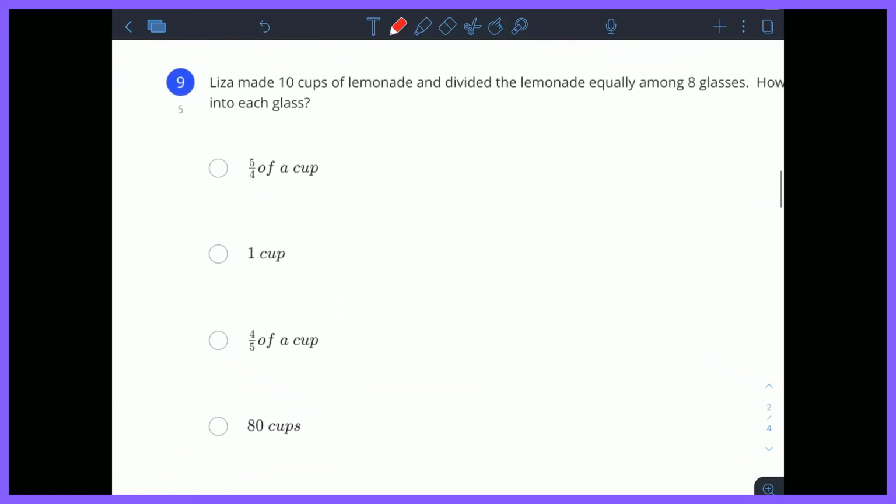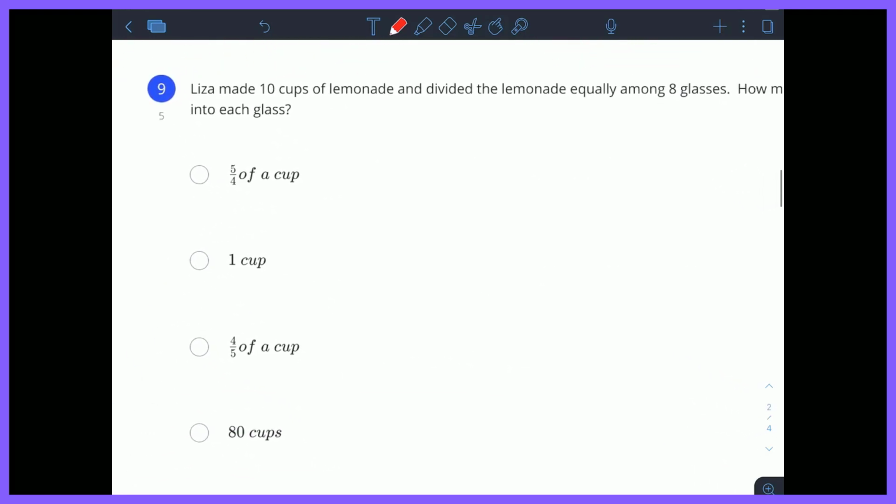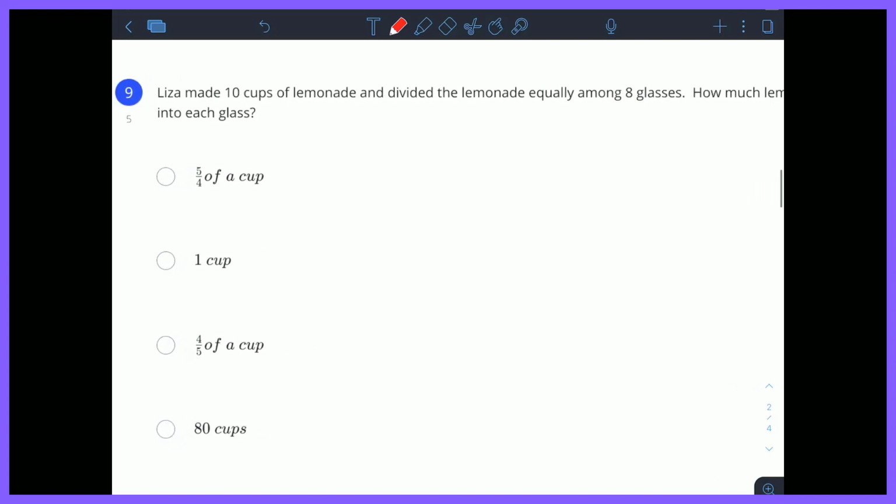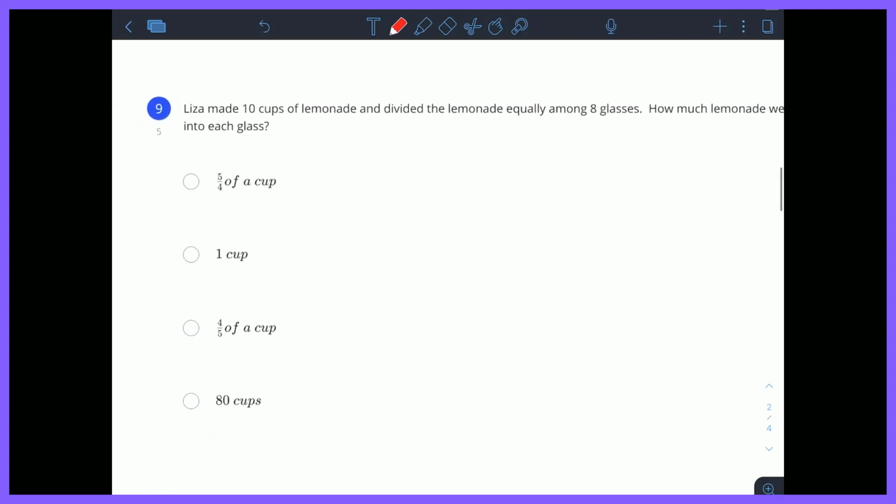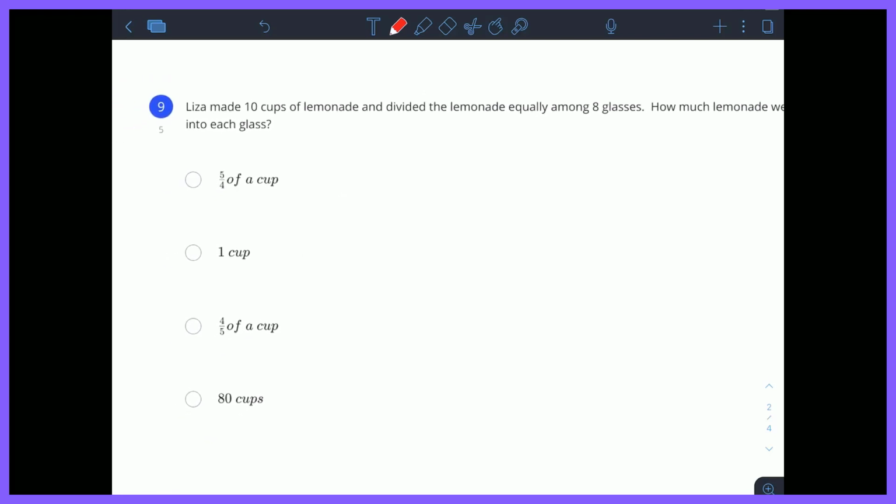Problem number 9. It said, Liza made 10 cups of lemonade and divided the lemonade equally among 8 glasses. How much lemonade went into each glass? If you read this problem carefully enough, it's actually telling you what it wants you to do. It's saying to take 10 cups of lemonade and divide by 8 glasses. In other words, 10 divided by 8.